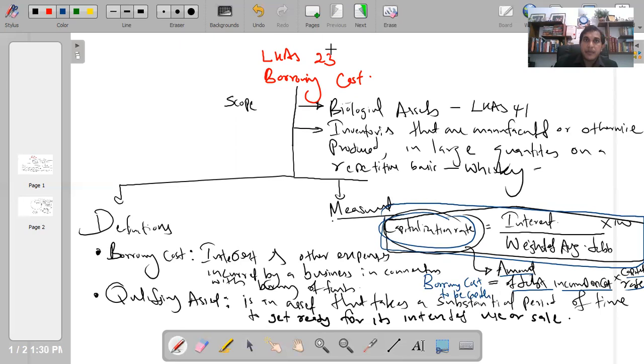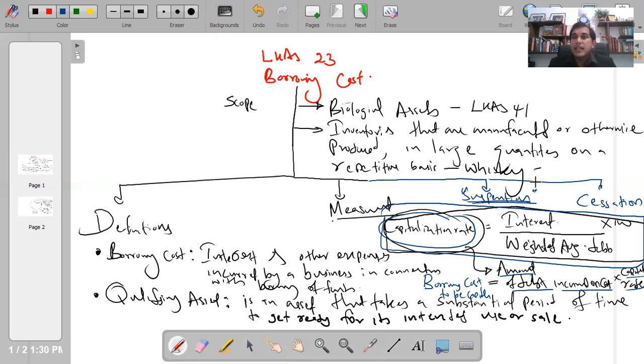Then, next point, suspension and cessation. Suspension and cessation. What do you mean by suspension?